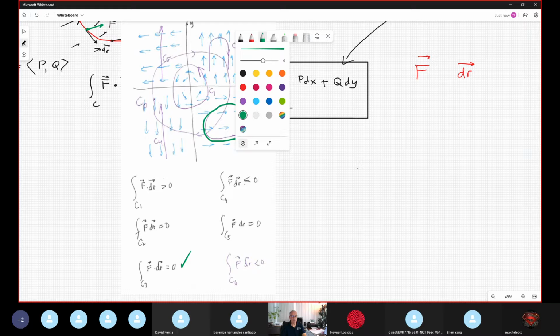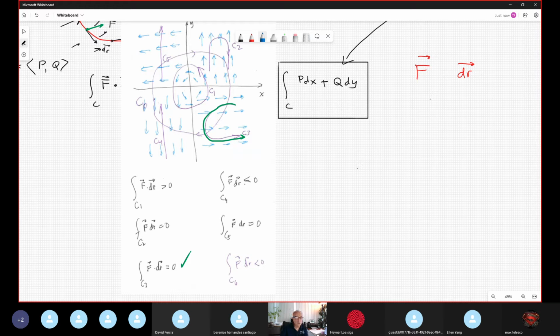And C4, what is C4? C4 is this line. No turn. So it's completely in the opposite direction to the vector field, no? That is the reason that it's negative. Do you see or no? Yeah, we see.